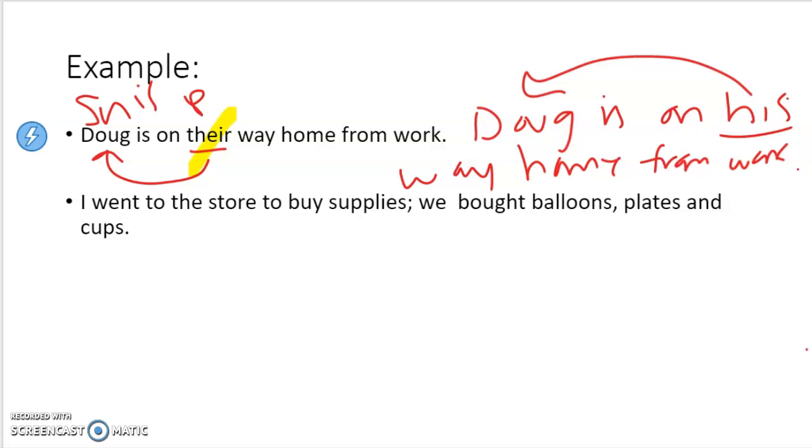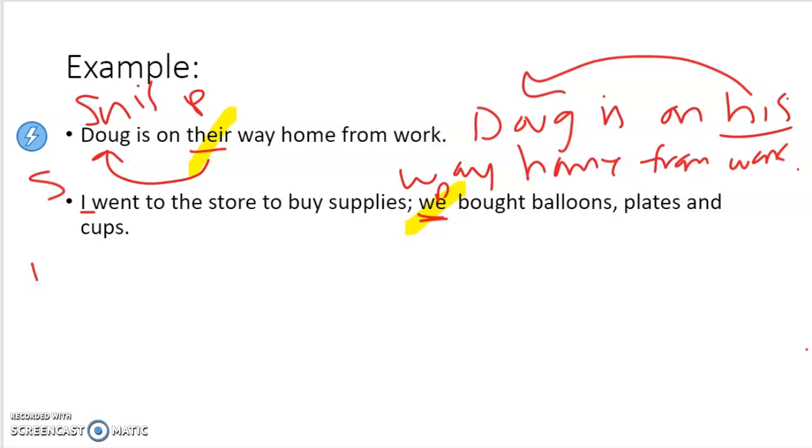The next one: I went to the store to buy supplies. We bought balloons, plates, and cups. So we're talking about I, and then we also have we. I is singular, talking about you, and then we is talking about a group of people, which is plural. So we need to take out our plural pronoun and replace it with I.